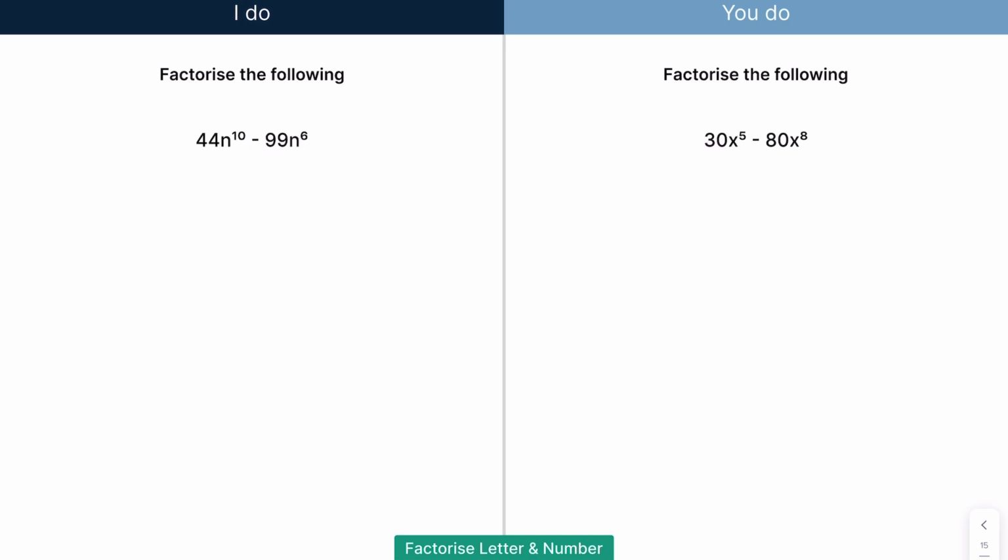So again, with this one, same questions. Well, what's common in the numbers? Well, they both go into the 11 times table. What's common in the n's? Well, the smallest power can come out. So we can take out 11 and we can take out n to the power of 6. And now it's the exact same questions.